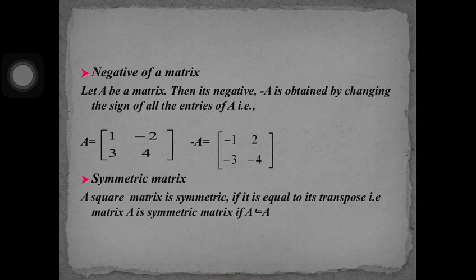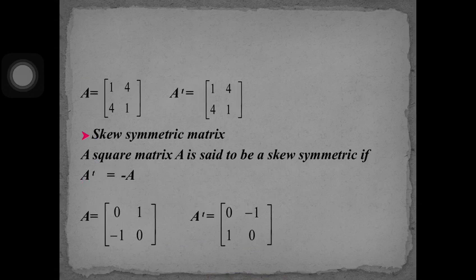Next one is a symmetric matrix. A matrix is symmetric if it is equal to its transpose. When we take the transpose of the given matrix, then it is again equal to the given matrix, so it is called the symmetric matrix. A transpose is equal to A. Example: if A is equal to 1, 4, 4, 1, its transpose is also equal to 1, 4, 4, 1, so it is called symmetric.